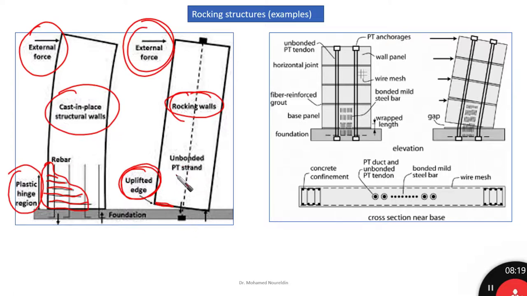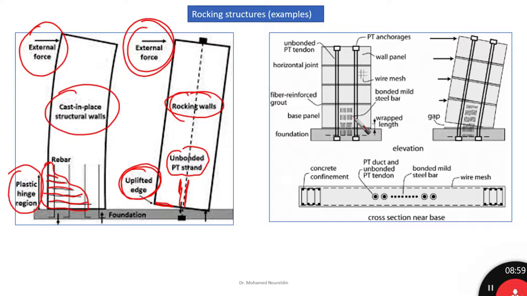using PT strands, post-tension strands, for example. So we have an unbonded sleeve here, and then we are putting unbonded post-tension strands that are going to restrain or provide the recentering capability of this rocking wall. This is if we put only one strand in the middle.